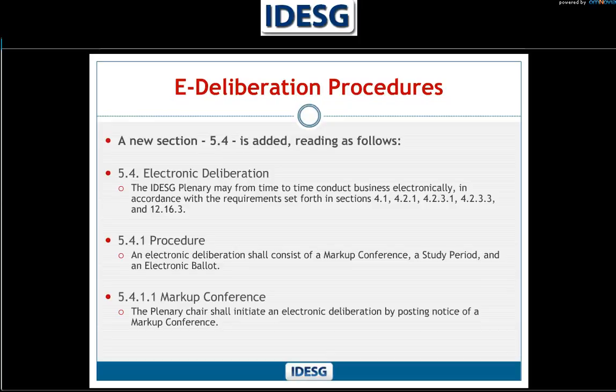So what this section says is, first of all, it gives the plenary the ability to conduct business by electronic deliberation. It sets forth a three-part procedure consisting of a markup conference, a study period, and an electronic ballot, and it requires notice of a markup conference to be posted before the initiation of the electronic deliberation procedure. Kay, could we have the next slide, please?